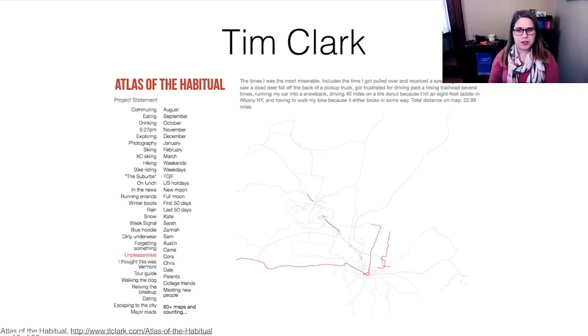Another similar project is by Tim Clark, The Atlas of the Habitual. This is where he was recording where he went. So it's got all the GPS tracks for everywhere that he went and different themes. So commuting, eating, weekdays, weekends, TGIF, things like that. This is my favorite one. And it's not really the GPS trace that I find so funny.